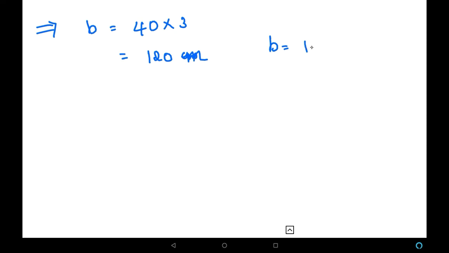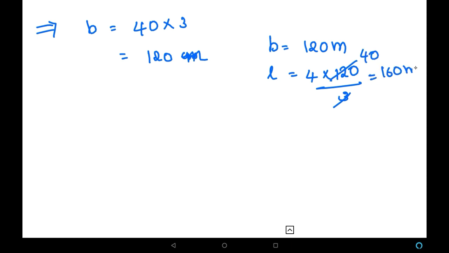Then the length will be 4 into 120 by 3, because we have kept length in terms of breadth, 4 by 3 B. If we cancel out the 3, we get 160 meters. So we have the length value and the breadth value.